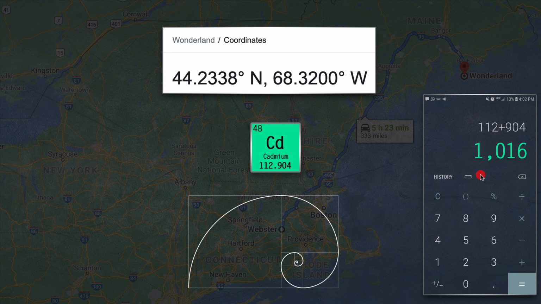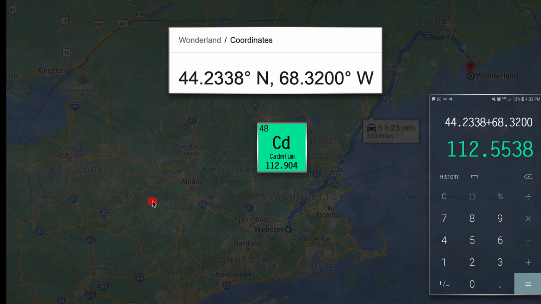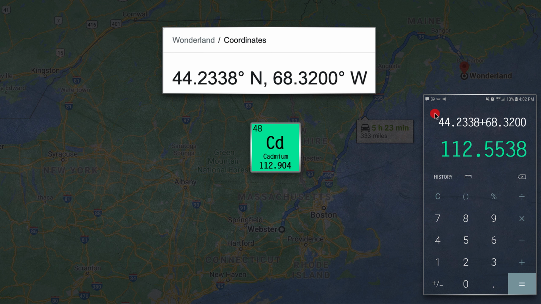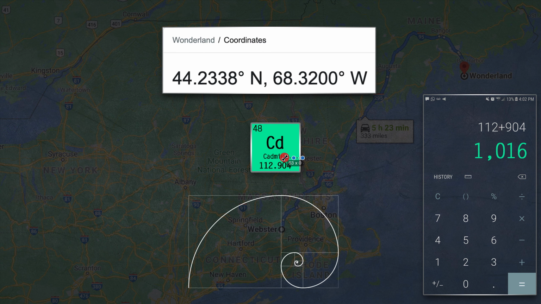What are the odds? Let's look at it a little bit further. Here are the coordinates of Wonderland, Maine. The latitude, longitude: 44 degrees north and 68 degrees west. And let me jump ahead here. That is the element cadmium. If you add up the entire latitude, longitude of Wonderland, Maine, it becomes a 112.5538. That is cadmium. Folks, I'm going to be showing this element in this presentation, and it's going to blow you away. It's totally part of Alice in Wonderland. But nonetheless, 112, cadmium, tied to the Wonderland coordinates. And then, of course, if you take 112 and you add the 904, the masculine and feminine side of cadmium, there is the golden ratio.